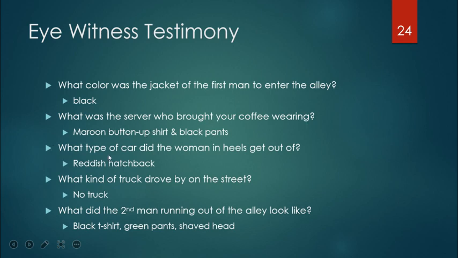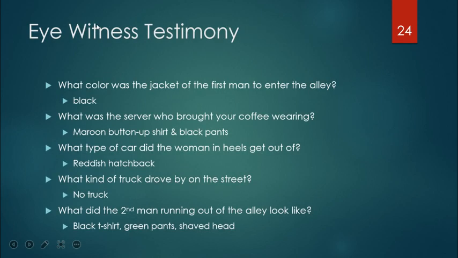Got that one wrong. What type of car did the woman in heels get out of? A reddish hatchback. It's kind of accurate on that one. What kind of truck drove by on the street? There was no truck. What did the second man running out of the alley look like? Black t-shirt. I said white. Green pants, shaved head. So I got some of the details right, but I do this demo to highlight just how difficult it is to remember the events of a video or an event that you might have witnessed in real life.